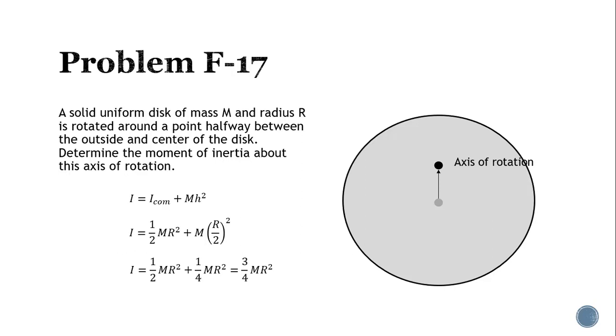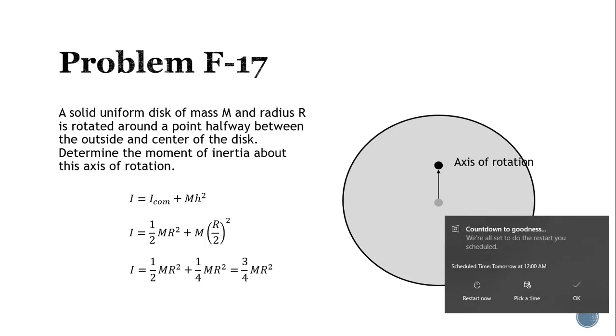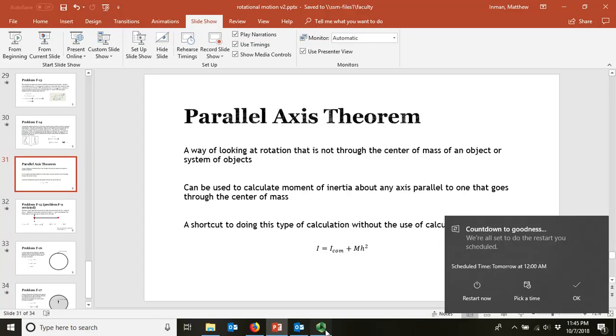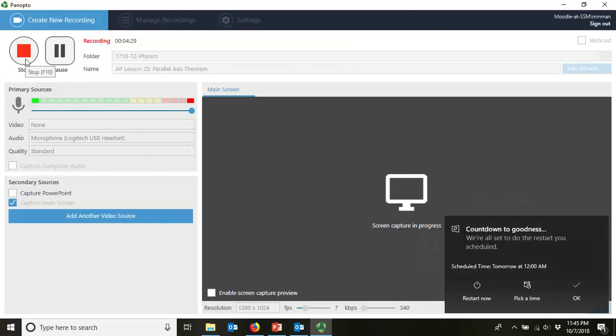The parallel axis theorem becomes helpful if I don't have a uniform distribution of mass about my axis of rotation, but the system itself is uniformly distributed about some axis, so that I can calculate the moment of inertia about some unusual system of mass or some unusual axis of rotation in a slightly different way. So that concludes our lesson on the parallel axis theorem, and we'll look at other ways to do this in future lessons.